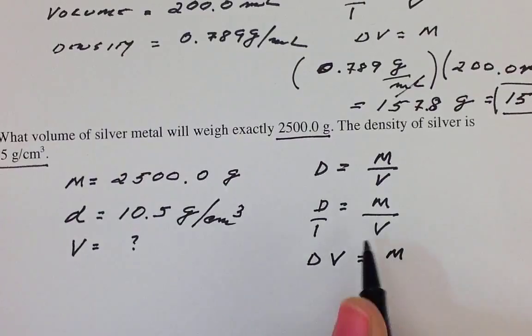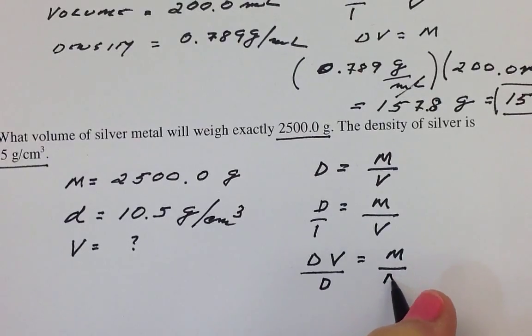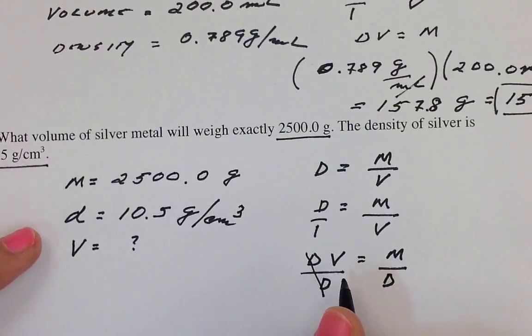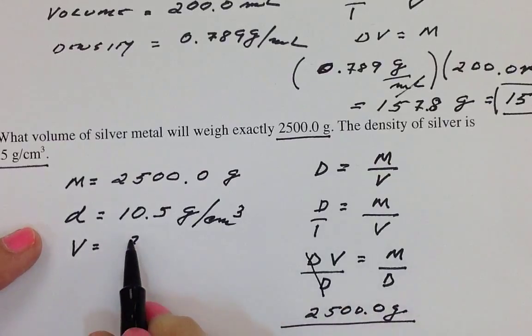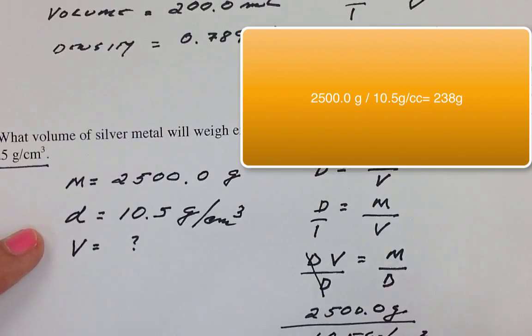Now, in this case, I want to solve for volume. So how do I do that? Well, I may have to get rid of density. So I'm going to do the same thing to both sides. Divide by density. Density leaves. Volume is equal to mass over density. My mass is 2,500.0 grams divided by the density, which is 10.5 grams per centimeter cubed.